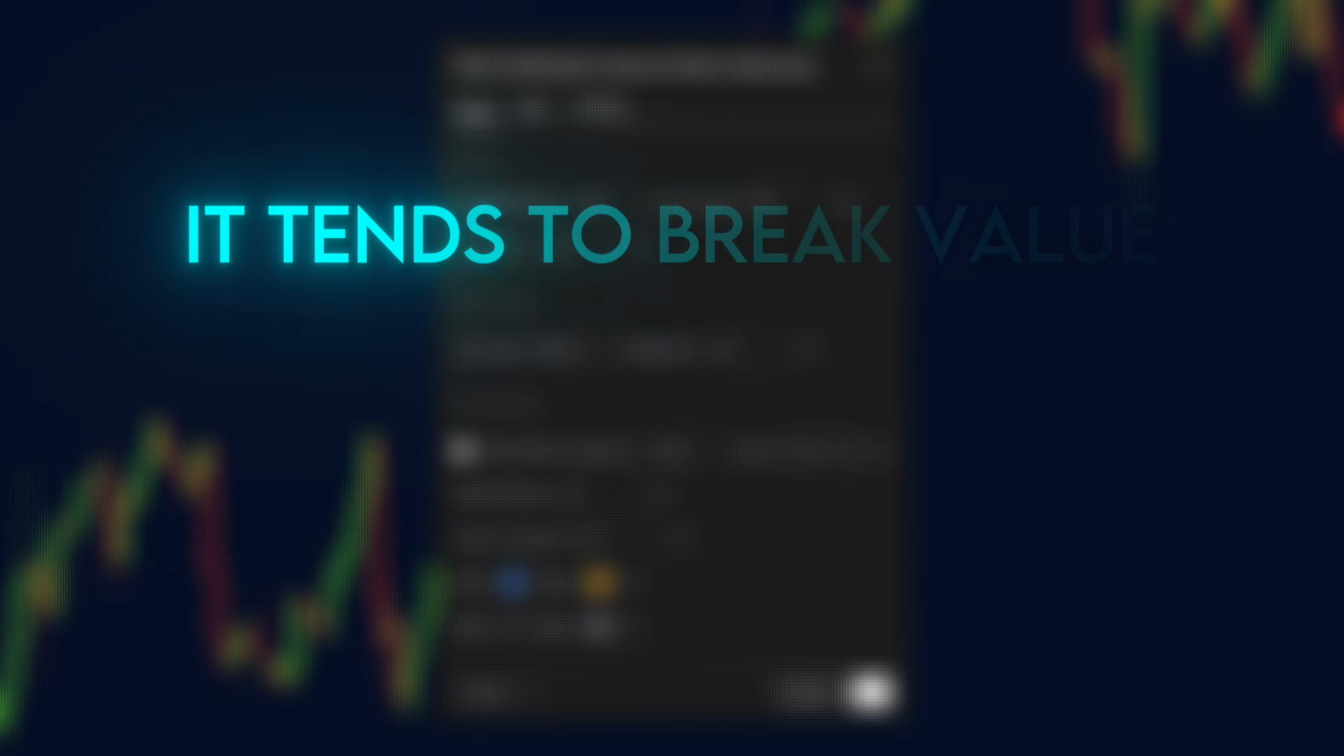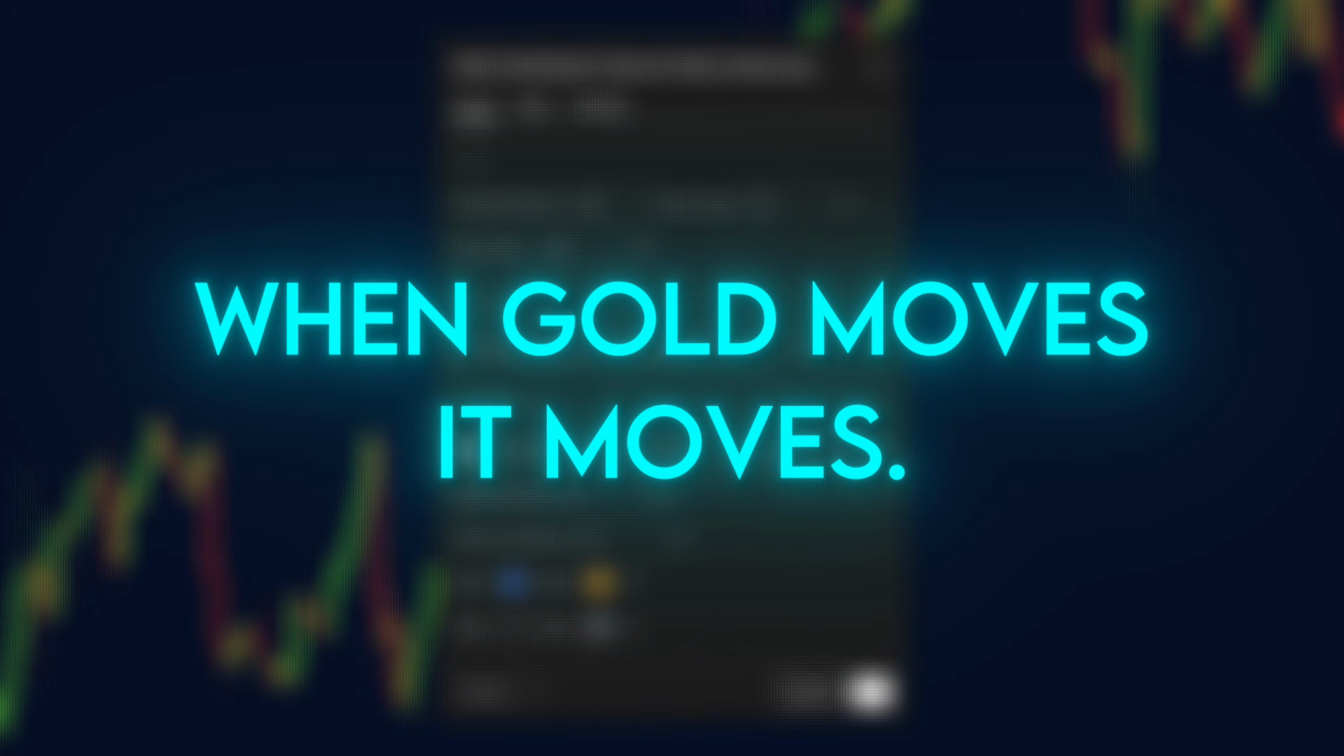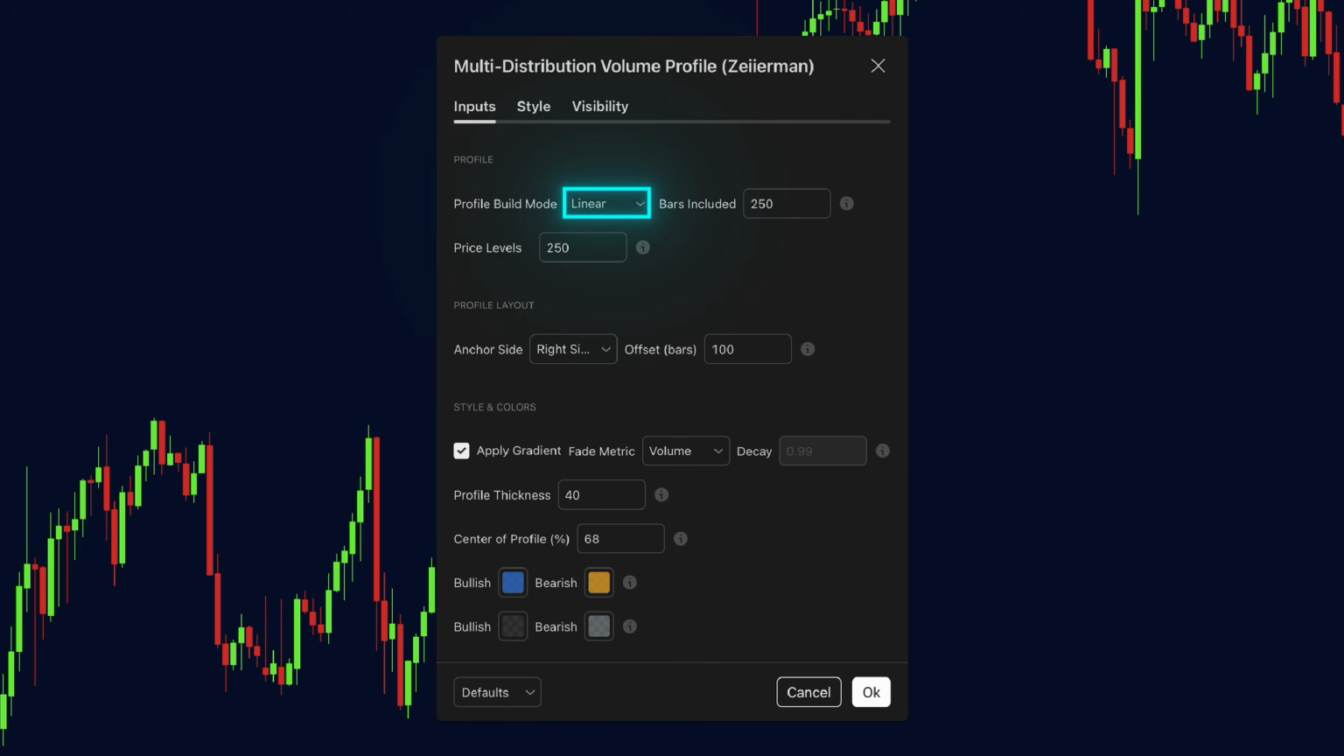Gold is interesting. It tends to break value areas cleanly and then respect the edges closely once it's out. When gold moves, it moves. I use linear for the build mode, volume for the fade metric, and bars included around 250. With gold and commodities, you can often keep your stop tight, just inside the value area, and target a high reward to risk ratio, because these breakouts tend to run.